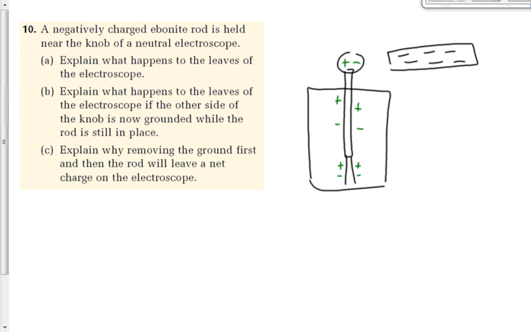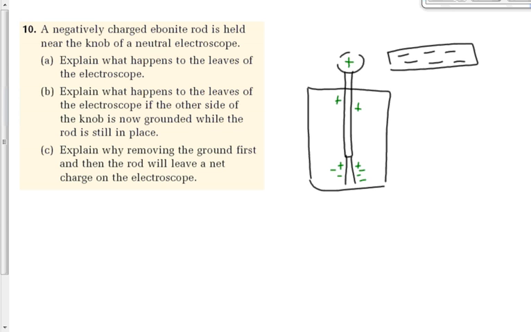So let's erase these electrons here. And let's say that those three electrons that were kind of beside the positives get pushed down here. Now the leaves are both negatively charged. What happens to those leaves as a result of them both being negatively charged? They're going to separate. They're going to repel each other, right?